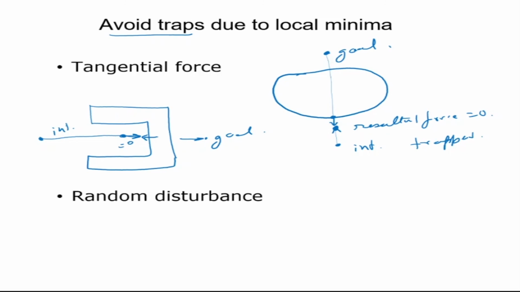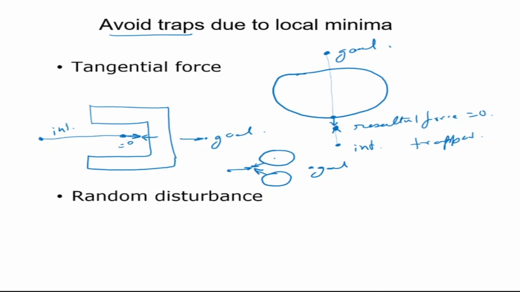Now this can also happen if you have a set of obstacles, say one obstacle here, another obstacle here, and this is my goal. Same thing happens. It is pulling in this direction, it is forcing it in that direction. So at some point the resultant will become 0.